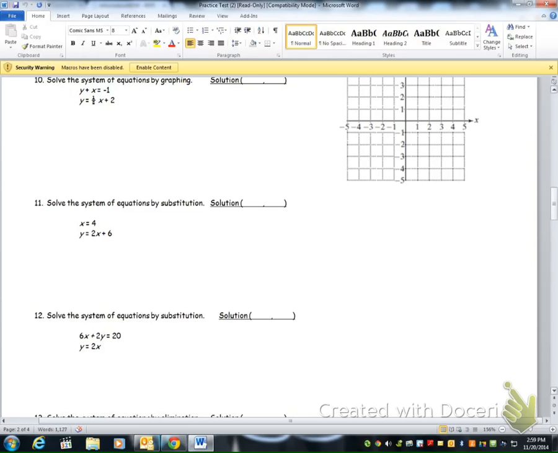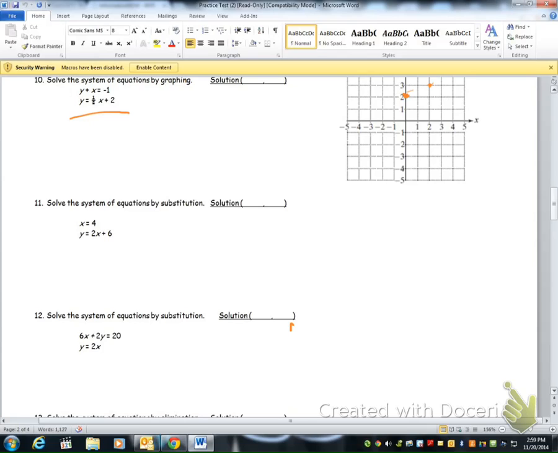This one is solved by graphing. So, in order to solve this by graphing, the one that's easiest to graph, I'd say, guys, would be the bottom one, because it's already in slope-intercept form. So my y-intercept is 2. My slope is 1/2, so I rise 1 and run 2.